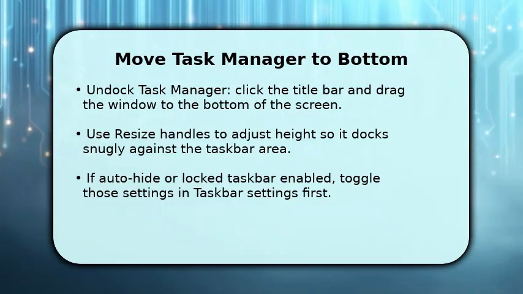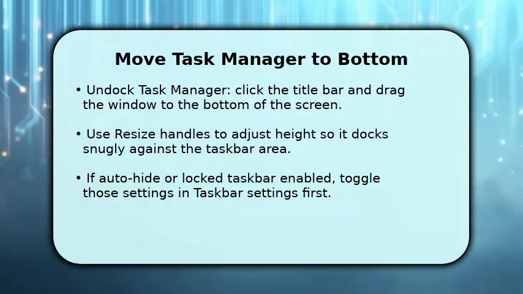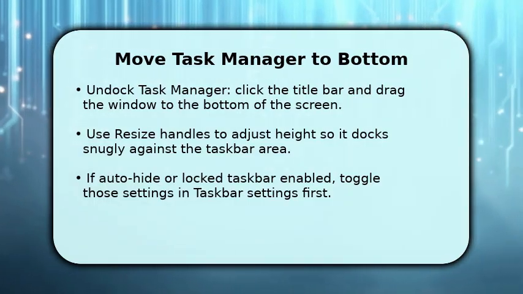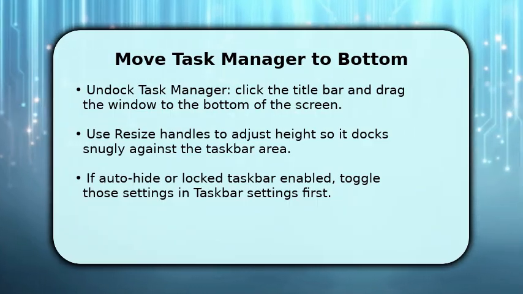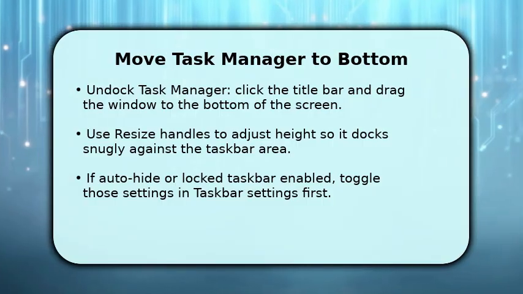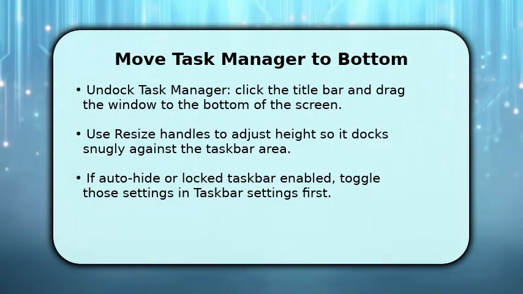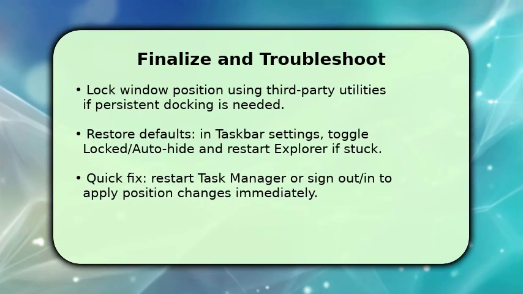Once there, use the resize handles to set the height so it sits flush above or overlapping the taskbar depending on your goal. Make sure to disable a locked or auto-hidden taskbar in settings if it prevents placement. This ensures the window stays put. After resizing, verify interfaces remain readable and accessible. Finish by confirming the placement.